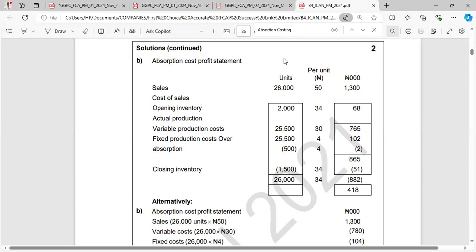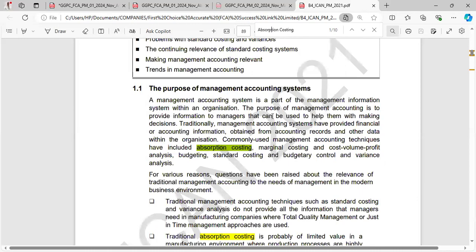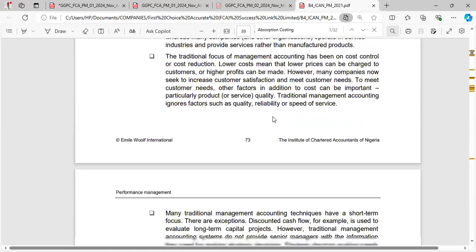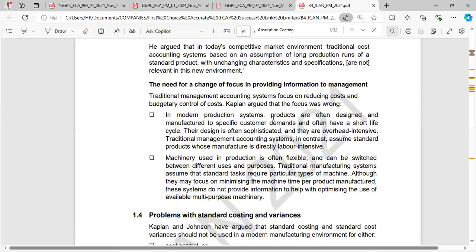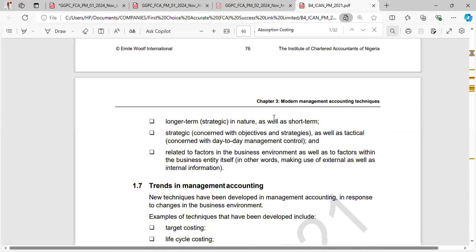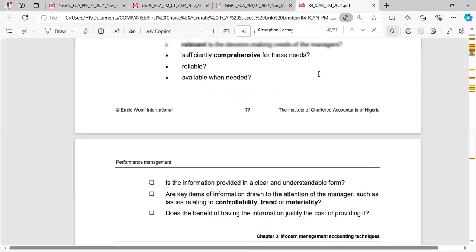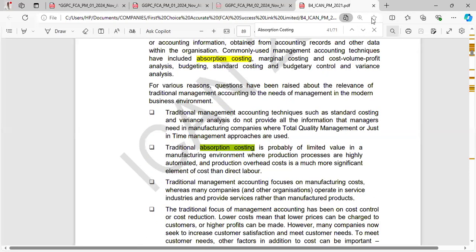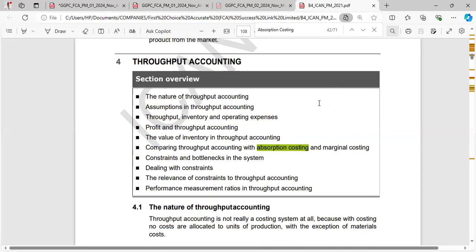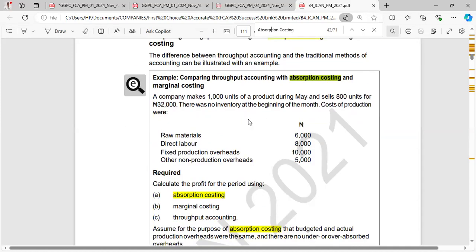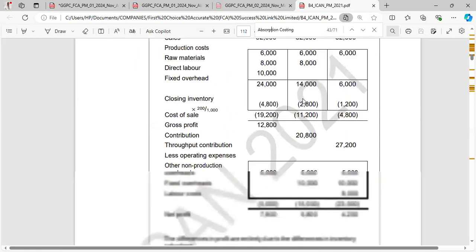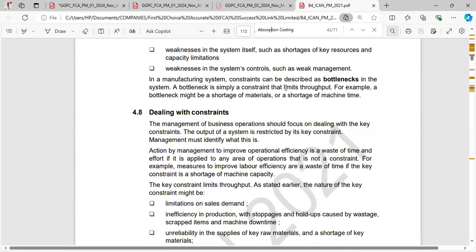Now look at absorption costing. Let's see whether there are some questions you can get that you can solve. Then you get to past questions. Okay, so this is a look at absorption costing. We'll come to comparing it with marginal costing, but you need to go to past questions. I will send you past questions as a message for you to do that as an assignment to be submitted.